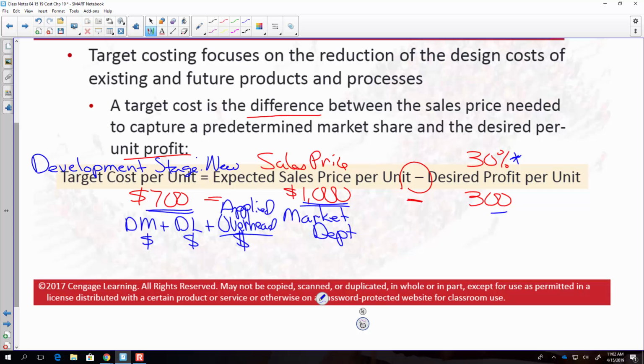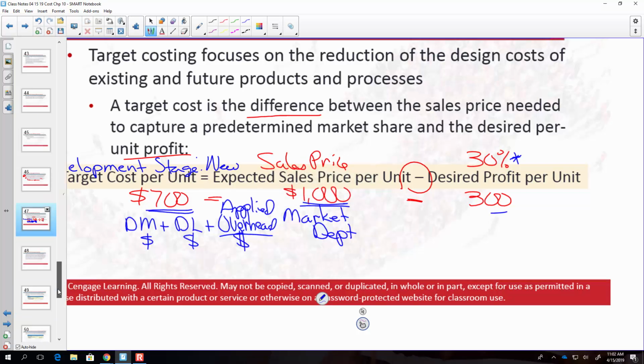Do I have a small problem on this? Let's take a look. Maybe I don't. No, I guess I don't. But just know the definition of it. Again, it's a simple subtraction to determine the amount, the target cost.